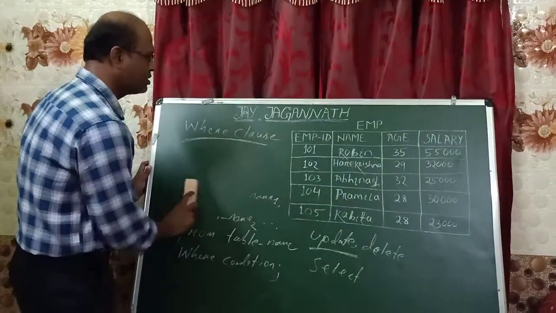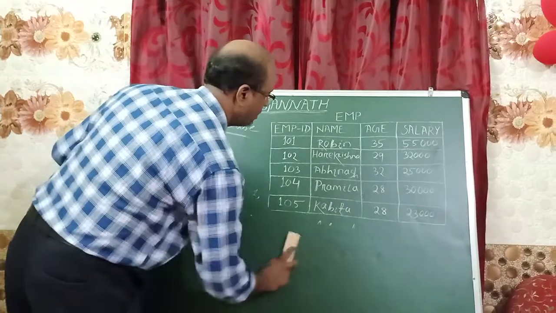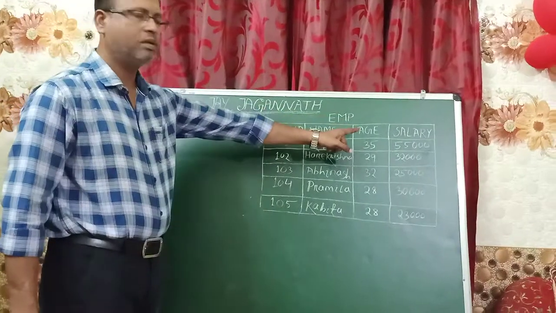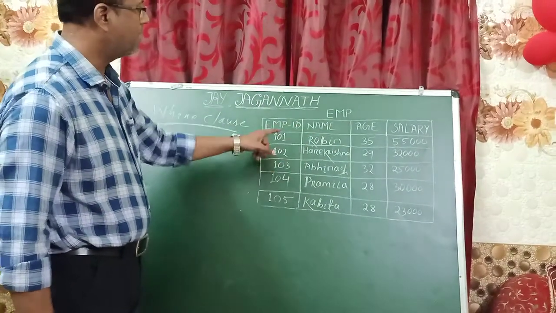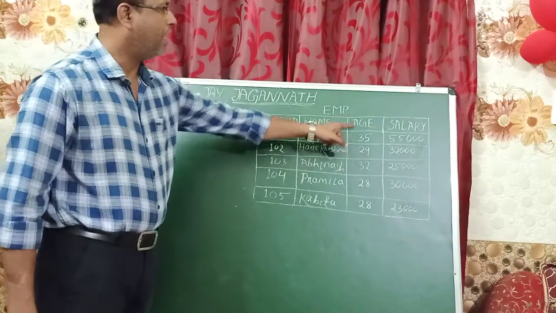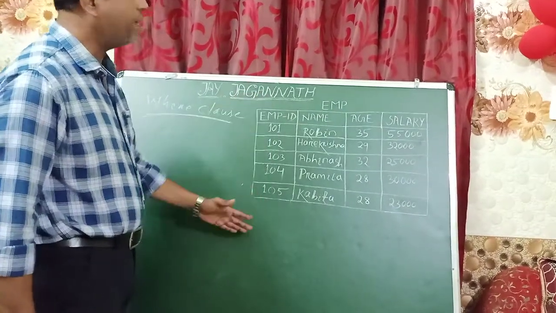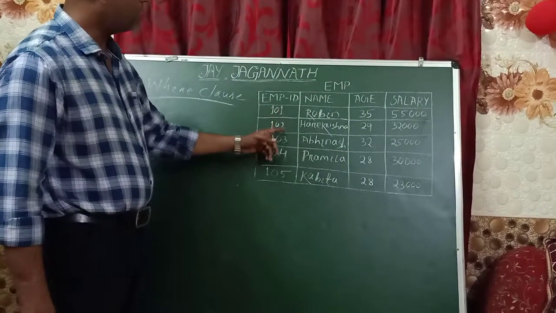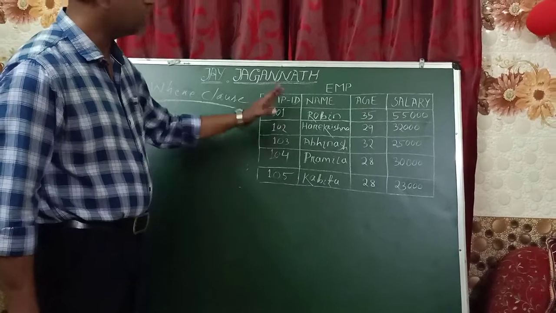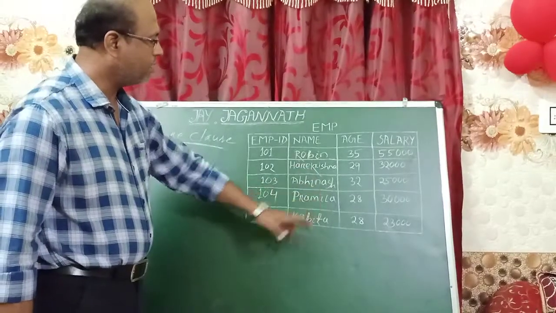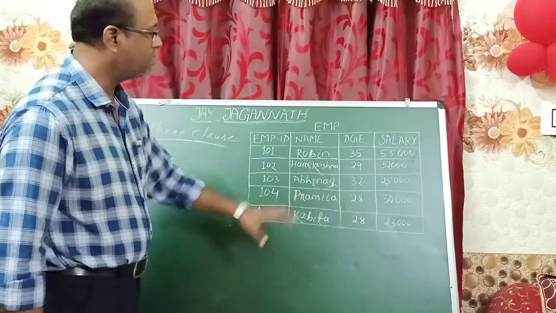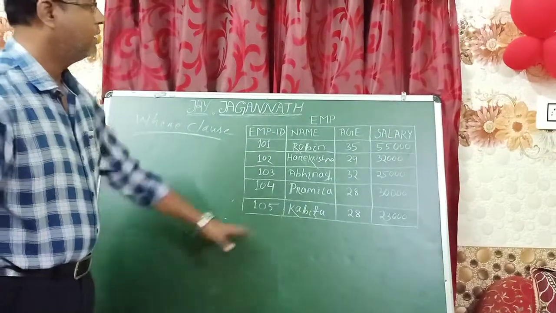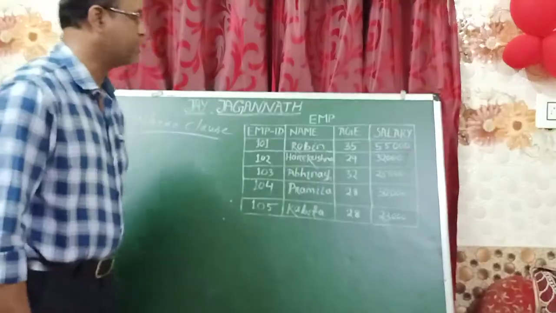We go through some examples. Look at this table. This table is the EMP table, and there are some attributes here: EMP ID, name, age and salary. In EMP ID, there are some field values, 101, 102, 103, 104 and 105. This is the employee ID. And Robin, Hare Krishna, Avinash, Pramila and Kabir are the names of the employees. Age as mentioned here, and salary in this column.